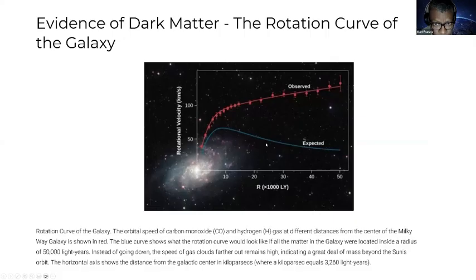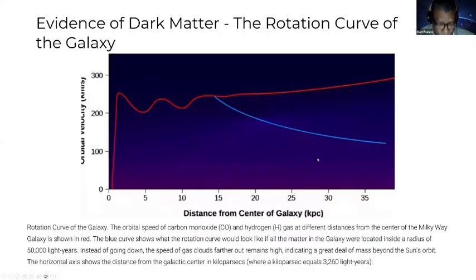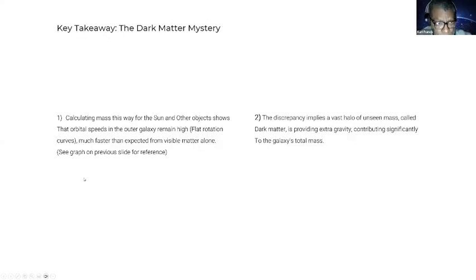One, calculating mass this way for the sun and other objects shows that orbital speeds in our galaxy remain high, flat rotation curves, as you saw, much faster than expected from the visible matter alone. Two, the discrepancy implies a vast halo of unseen mass called dark matter. Right.